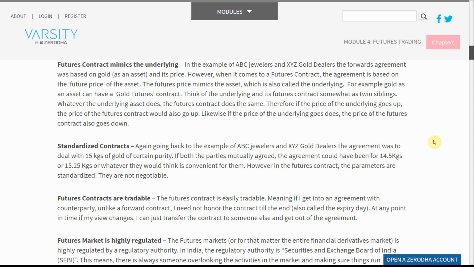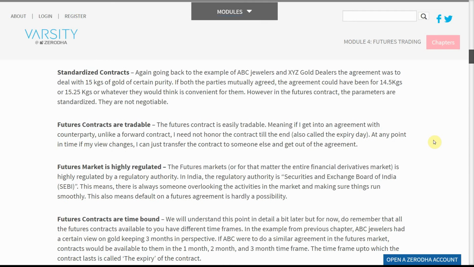Standardized contracts. Again, going back to the example of ABC Jewelers and XYZ Gold Dealers, the agreement was to deal with 15 kgs of gold of certain purity. If both the parties mutually agreed, the agreement could have been for 14.5 kgs or 15.25 kgs or whatever they would think is convenient for them. However, in the futures contract, the parameters are standardized. They are not negotiable.